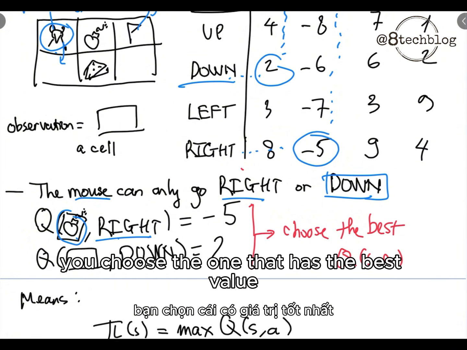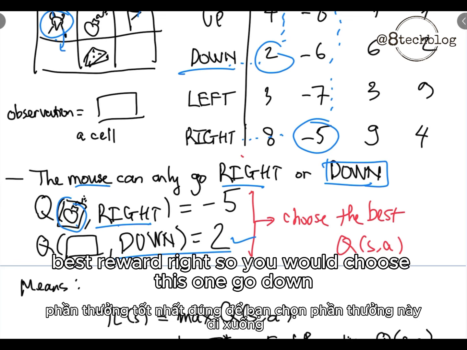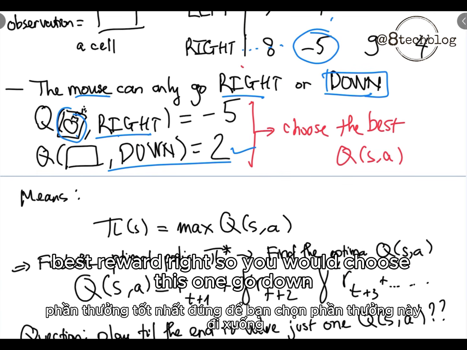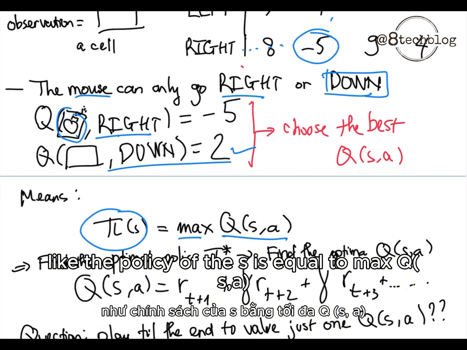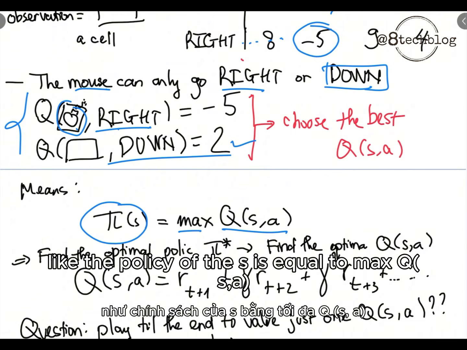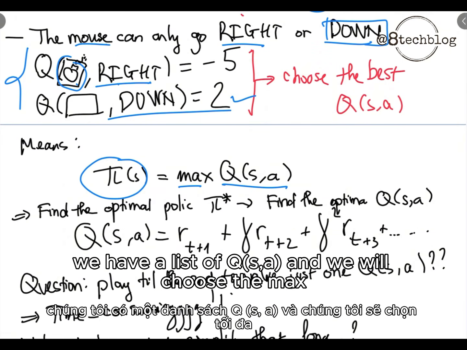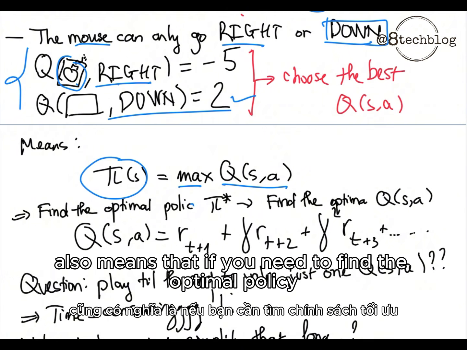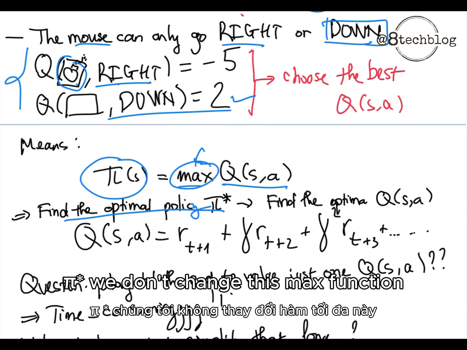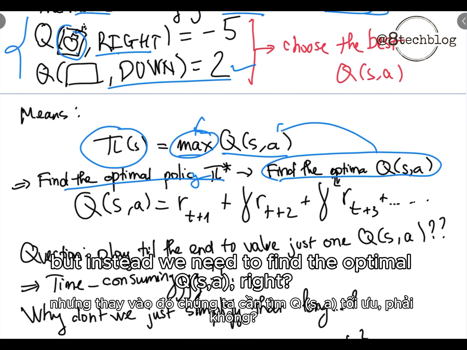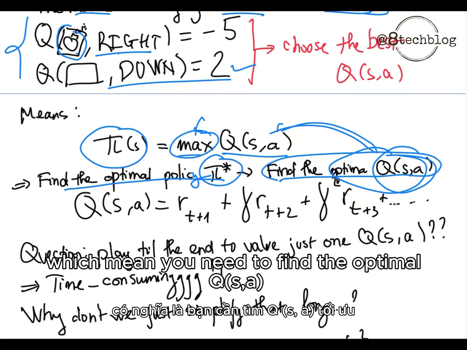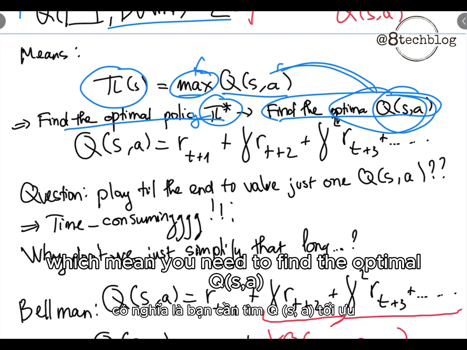You choose the one that has the best value, the best reward, right? So you will choose this one, go down. That means the policy of S is equal to max Q(S,A). We have a list of Q(S,A) and we choose the max. So if you need to find the optimal policy, P star, we don't change this max function, we can't change it. Instead we need to find the optimal Q(S,A). Finding the optimal policy P star means we need to find the optimal Q(S,A).